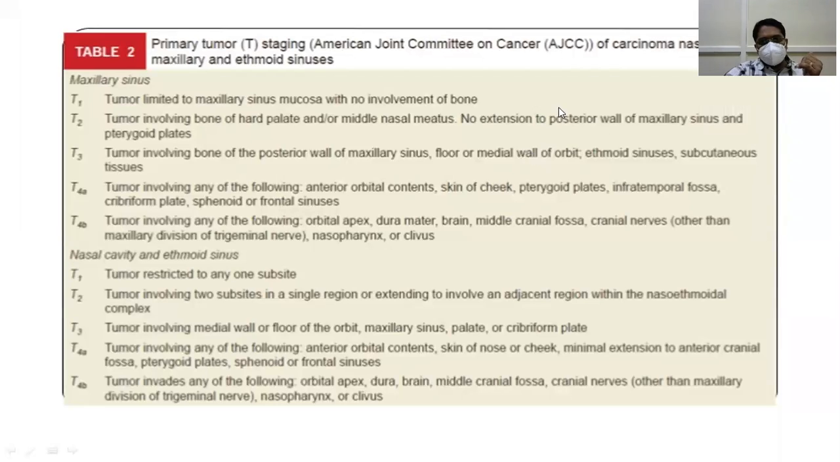Here, walls are involved in T3. Here, orbital contents are also involved. That is T4. Just remember like this: orbital contents are involved, and pterygoid plates are involved, and if the pterygoid plates, obviously infratemporal fossa are involved. T4B means almost this is related to the brain. You can remember it like: orbital apex, brain, middle cranial fossa, and cranial nerves. This is regarding T staging of the maxillary sinus. If you remember like this, you won't forget.